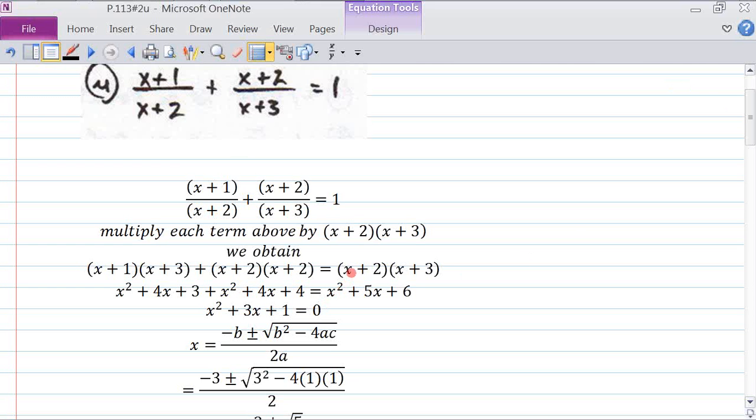Now on the right side, I have first times first is x squared. The inner one is 2x, the outer is 3x, they sum to 5x. Plus 2 times plus 3 gives me plus 6. So you can see that I have x squared which sums to 2x squared, and here I have x squared. I'm going to transpose that to the left, and 2x squared minus x squared gives me this x squared here. Let's do the same with the other terms. 4x plus 4x is 8x. I'm going to bring this over. 8x minus 5x is going to leave me with 3x.